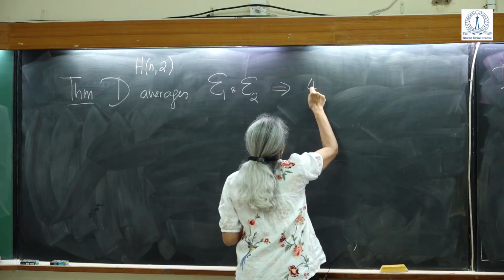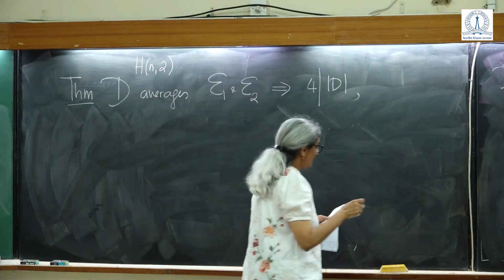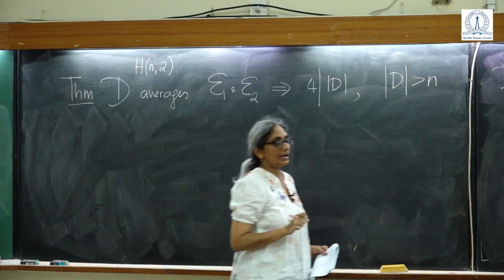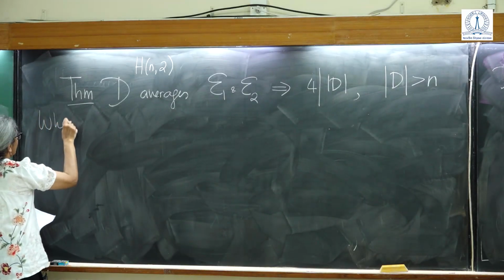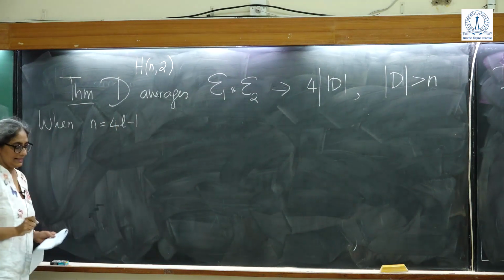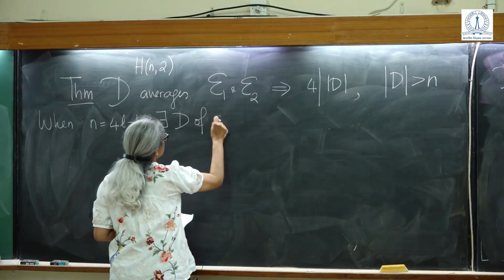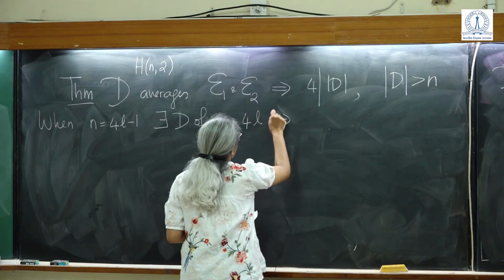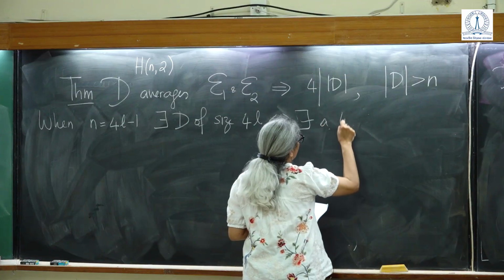The first thing is that 4 divides the size of D. That is easy, we'll see. More hard is that the size of D is bigger than N. This we can also prove. But this is the piece that I want to really focus on. When N is equal to 4L minus 1, then there exists a design of size 4L if and only if there exists a 4L by 4L Hadamard matrix.